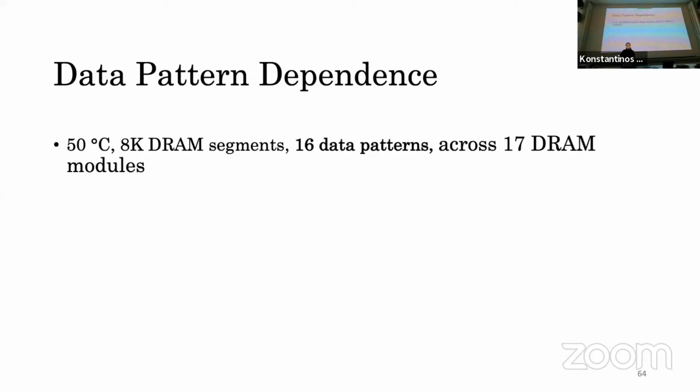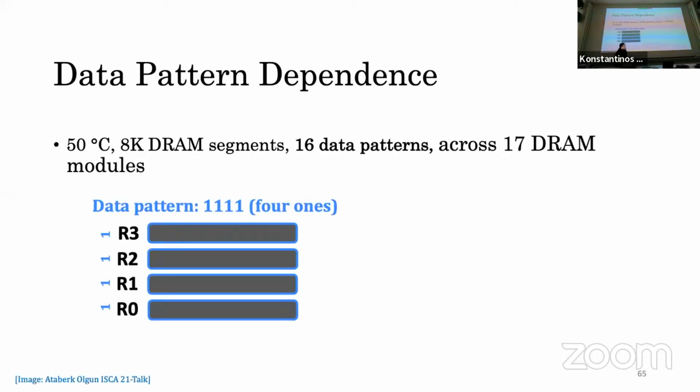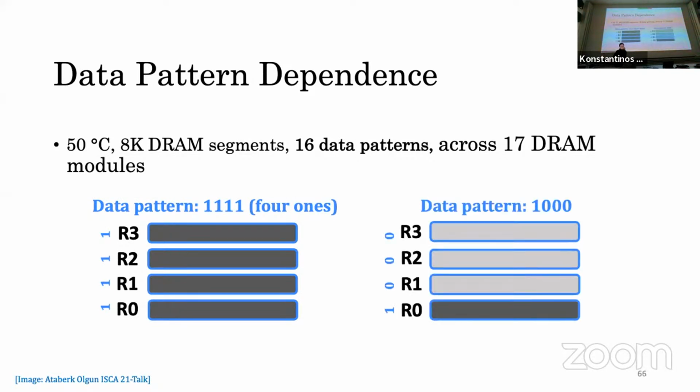For this, at 50 degrees Celsius, 8,000 DRAM segments are initialized with 16 different data patterns across 17 different DRAM modules. For example, for data pattern 1111, we would have the following. All of the rows are initialized with just ones. For data pattern 1000, on the other hand, you would have row 0 initialized with ones and the other 3 rows initialized with all zeros.